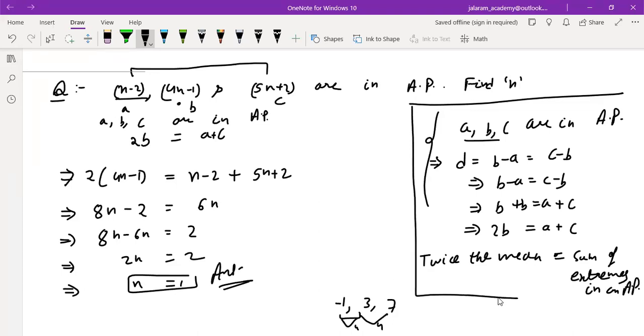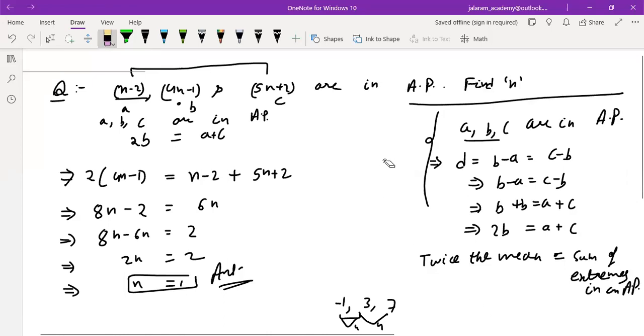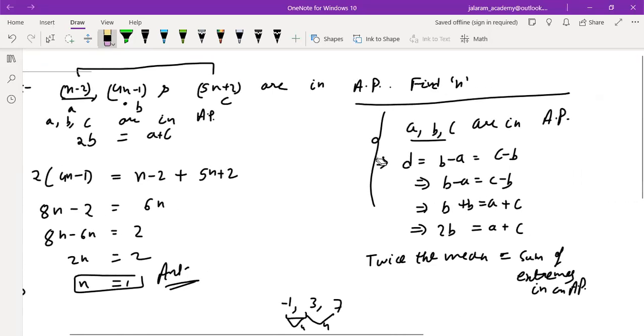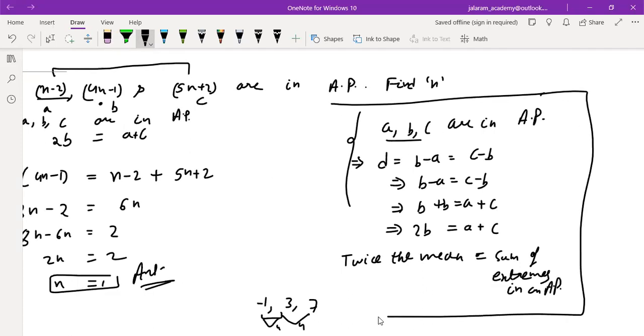So write this heading in your notes. Write this theory in your notes. Is that clear to you? Yes, sir. Any other doubt?